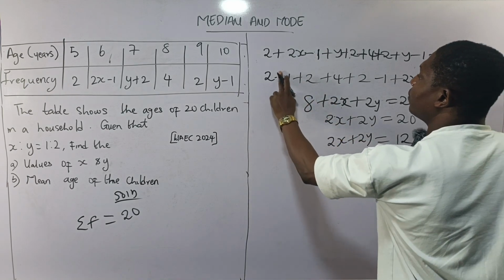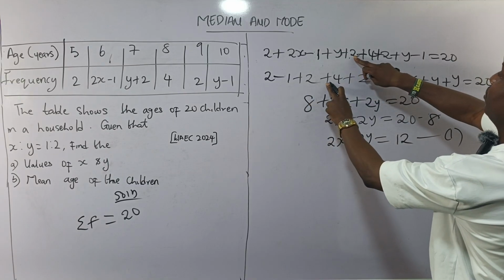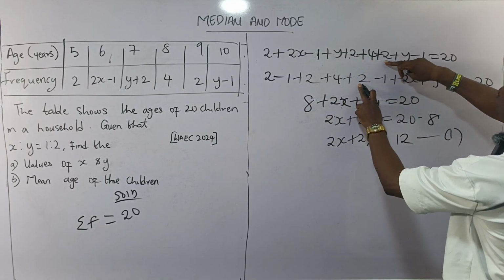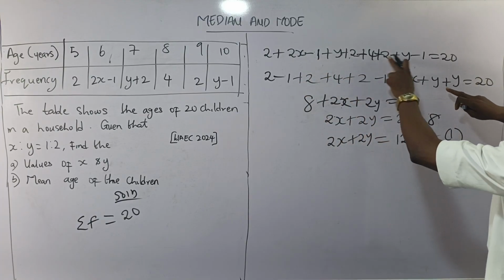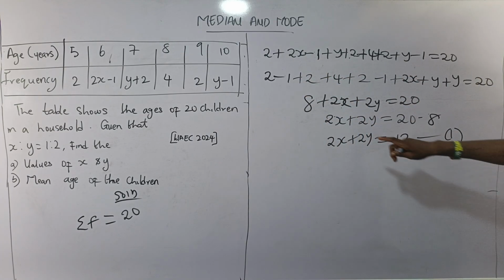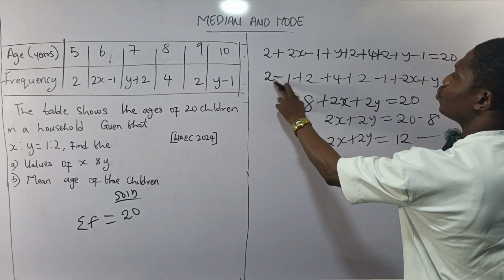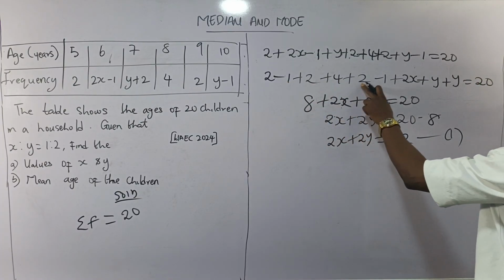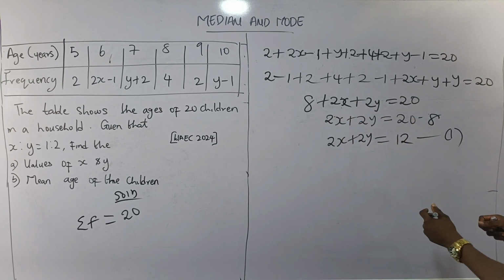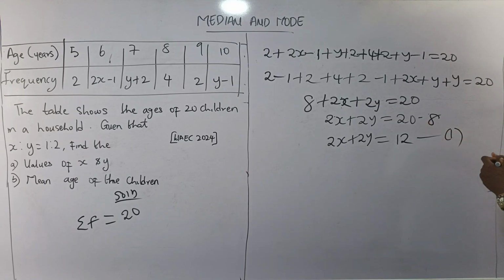So this becomes 2 minus 1, yeah, plus 2 plus 4 plus 2 minus 1, and plus our 2x plus our y plus our y. So we are good to go. So this is supposed to be 8 plus what? 2x. So you can see that 2 minus 1 is 1. This will give me 3, 7, 9, 9 and minus 1, 8. So this is not correct. So we have 8 plus 2x plus 2y equals 20. Collecting like terms, this 8 becomes minus 8. And 20 minus 8 is 12. So we'll take this as our equation 1.